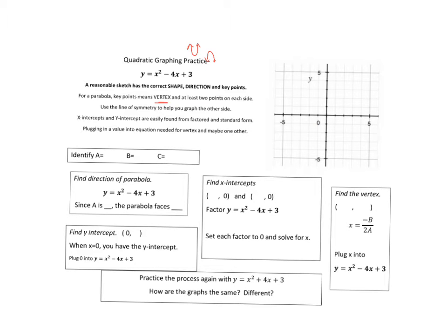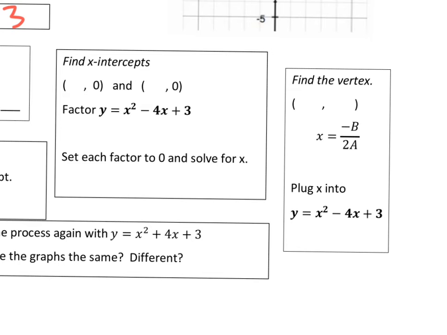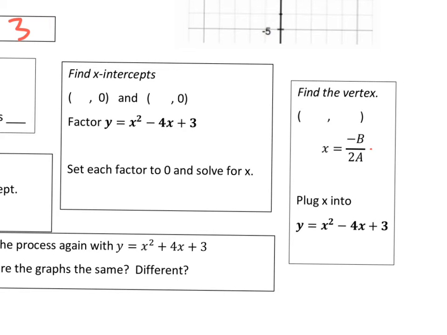The a is the number in front of x squared. Right now it is an invisible 1. The b is -4, and the c is 3. We're going to use that information to find the vertex with the vertex formula. It says to take the opposite of b. B is -4, so the opposite of b is +4, and then 2 times a, and a is 1. So the value of x is 4 divided by 2 times 1, which is 4 divided by 2, which is 2.